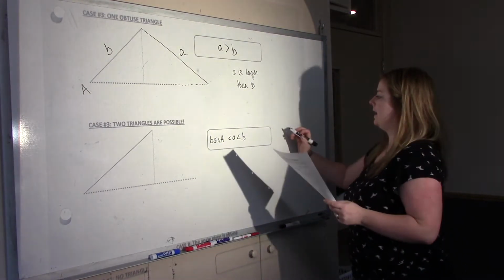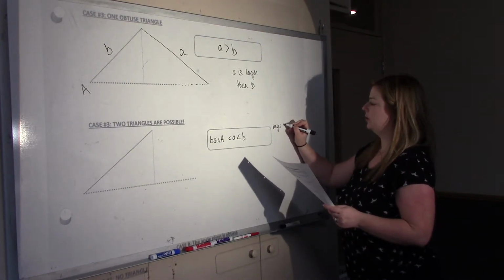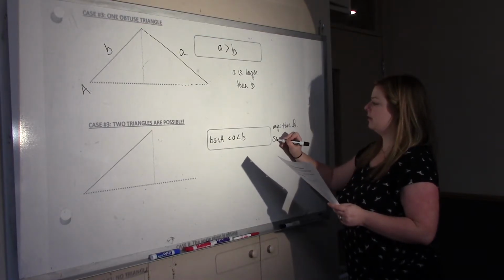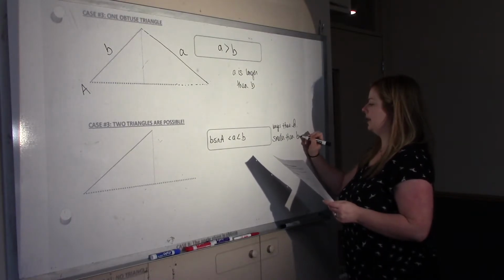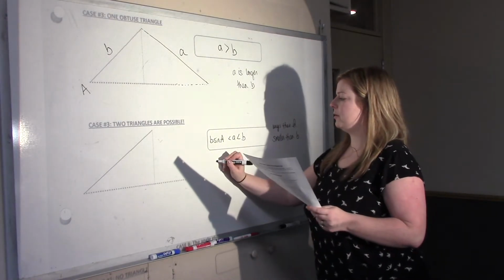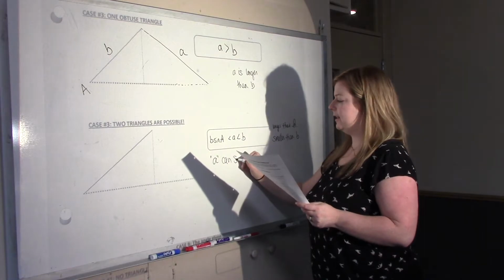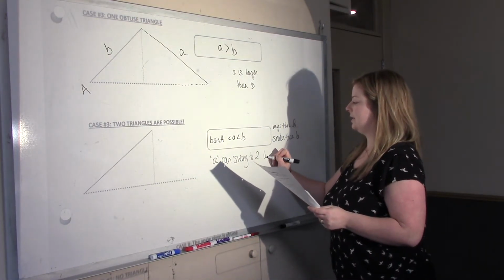So really that's saying larger than the height of the triangle, but smaller than the side length B. Okay, that creates, so you can say the side length A can swing to two locations.